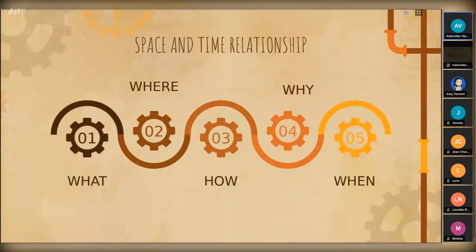Space and time relationship. As the title of this presentation is about GPS data, because GPS is the Global Positioning System, the tendency, either for GIS professionals or non-GIS professionals, is to focus more on the spatial part, the location, where something is located. However, that's not everything that GPS data can provide us.